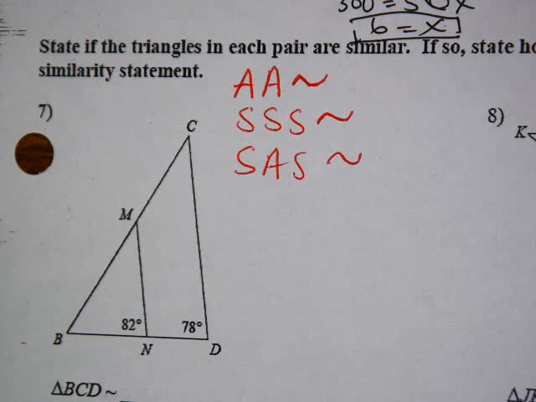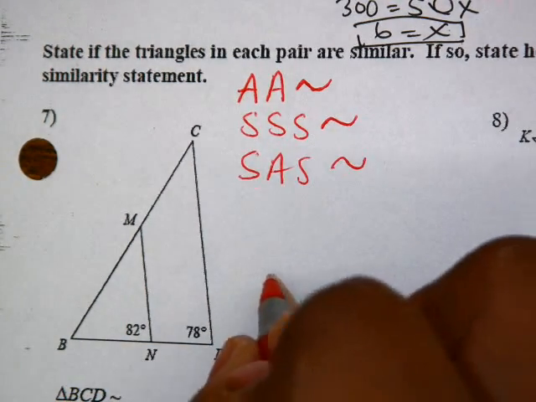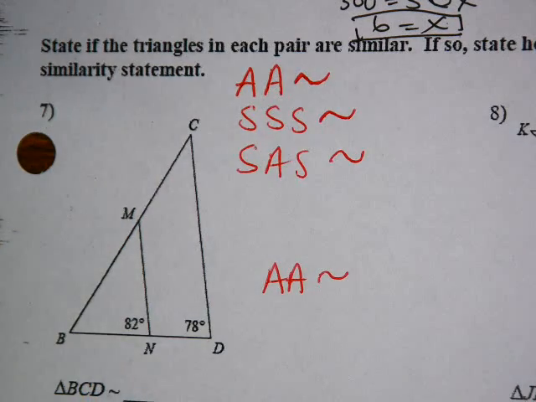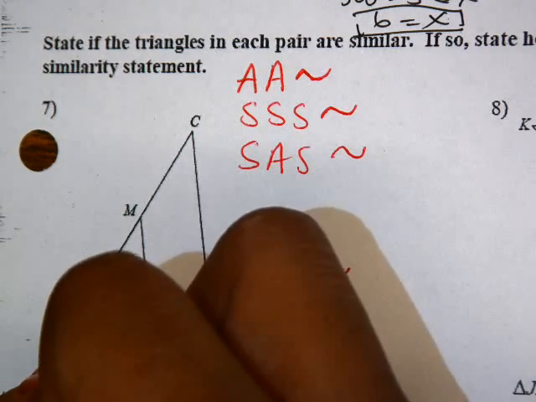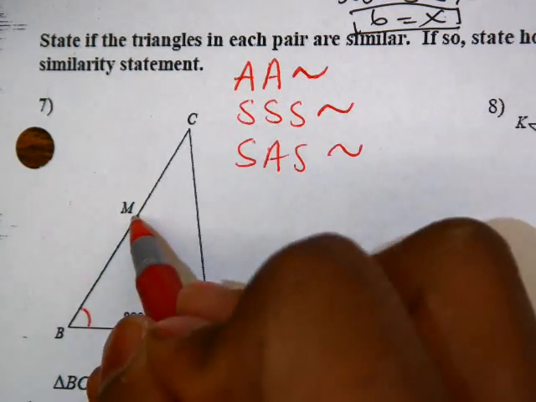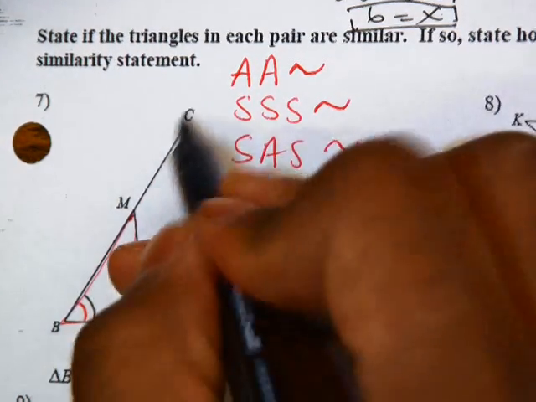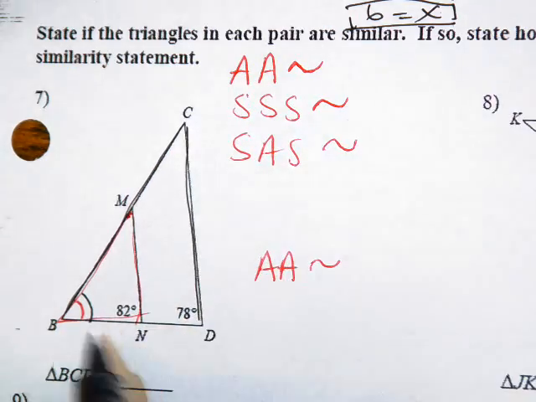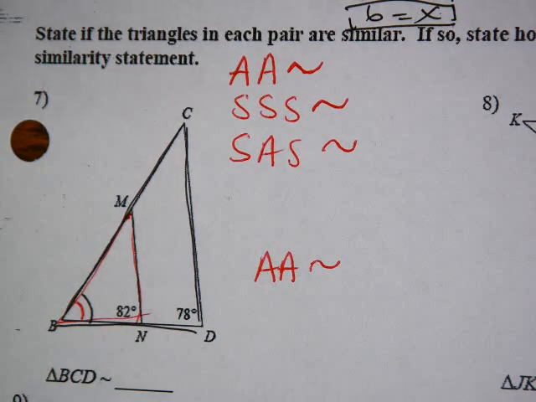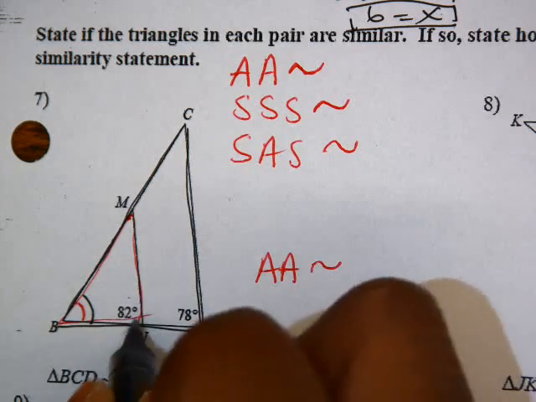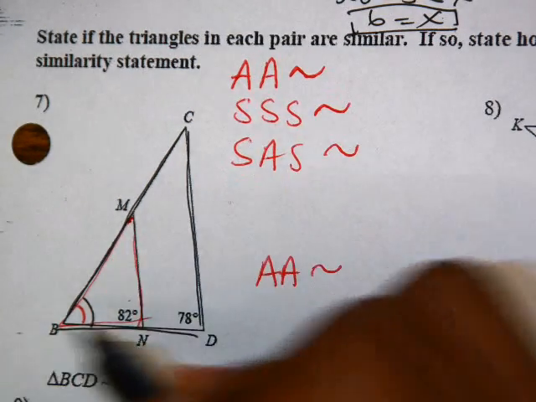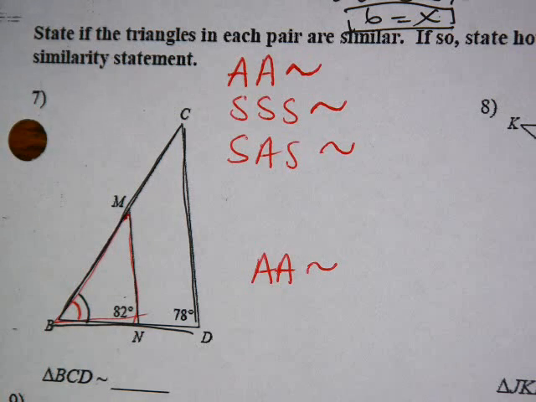Let's take a look at number 7. Number 7 doesn't have any sides listed, like any lengths listed, so it's probably not either one of these. It might be angle, since they have angles marked here. So let's try to find 2 pairs of angles that are equal. Angle B from the small triangle is equal or congruent to angle B from the big triangle through the reflexive property. So that's 1 pair of equal angles. This angle MNB is 82 degrees, and this angle B is 78.